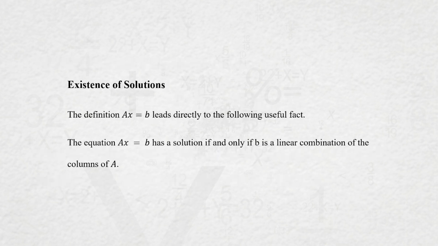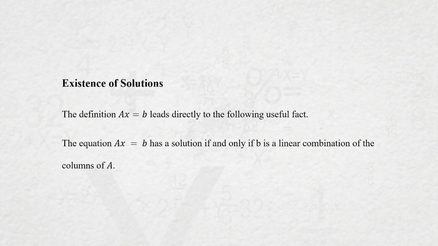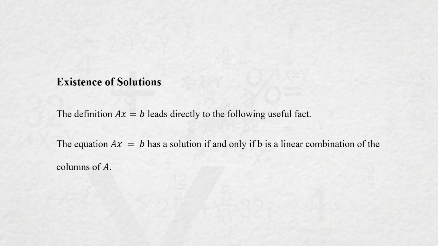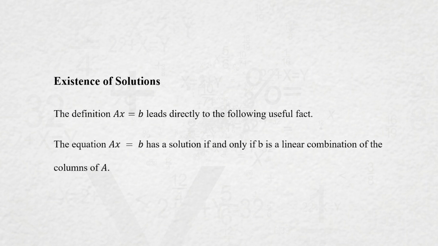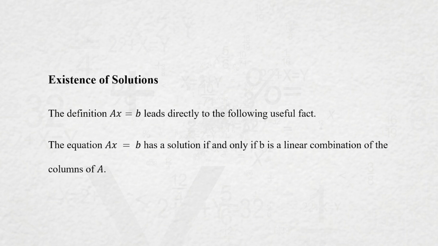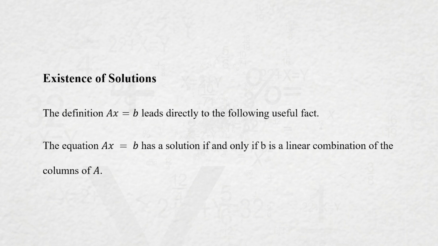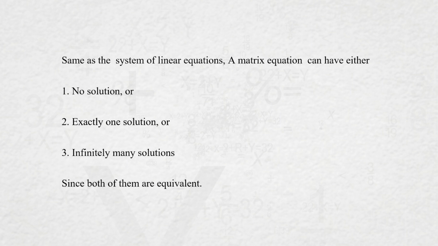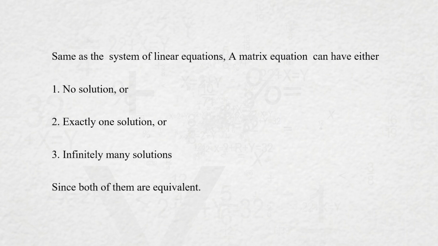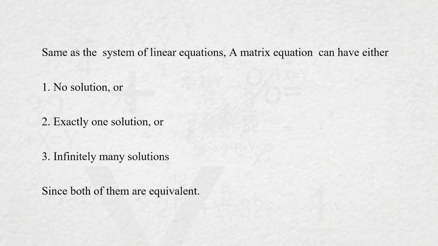So, now we are going to see the existence of a solution. When do we have a solution for the corresponding system of equations? The definition of Ax = b leads directly to the following fact. The equation Ax = b has a solution if and only if b is a linear combination of the columns of A. Same as the system of linear equations, a matrix equation can have either no solution, exactly one solution, namely a unique solution, or infinitely many solutions.